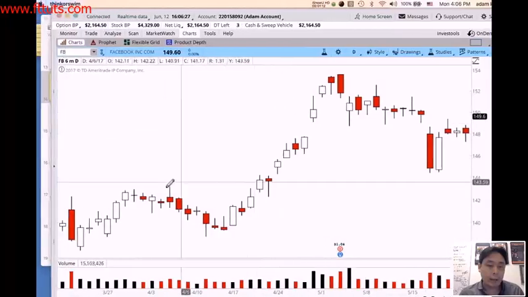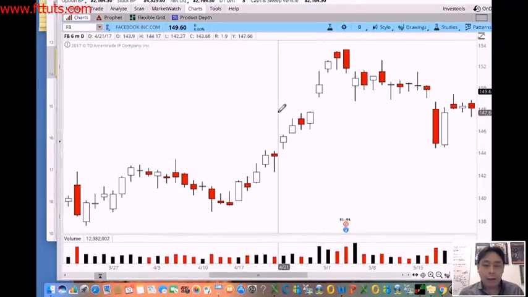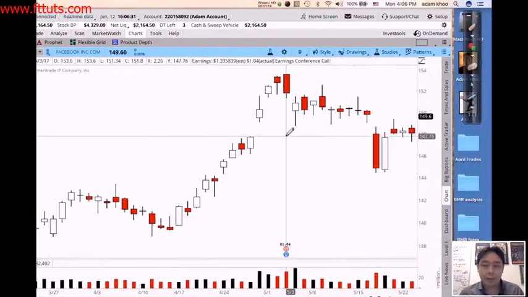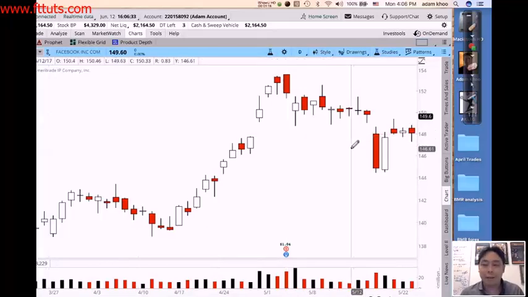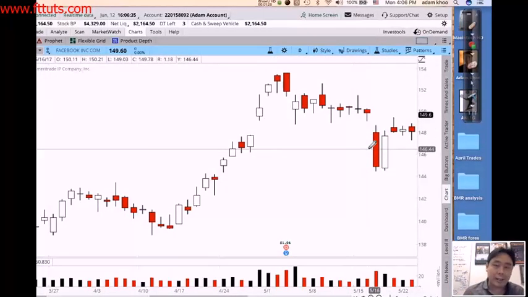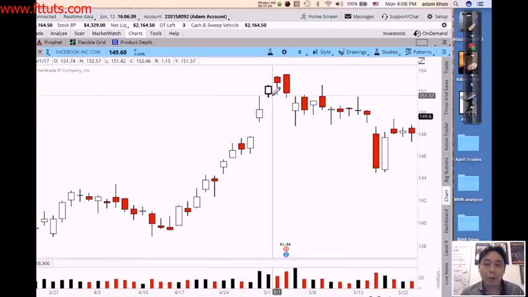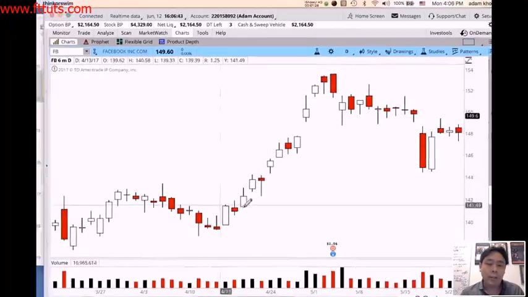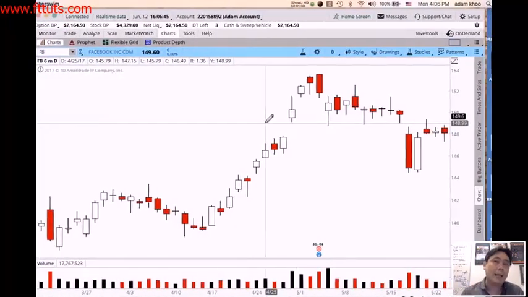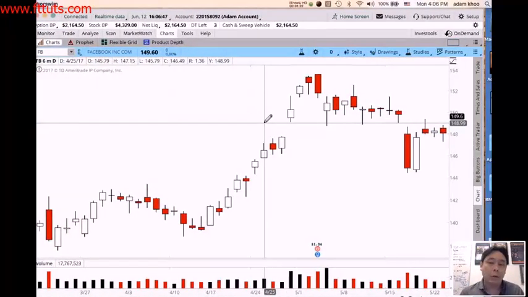And also notice that candles have different shapes and sizes. Just like people, right? Some of them are fatter, some are skinnier, some are taller, some are shorter, some have a long upper shadow or tail, some have a long lower shadow or tail. And all this tells you about the psyche or the sentiment of that day, right? So was it a bullish day? Was it a bearish day? Who took control of the day? Was it the bulls or the bears?